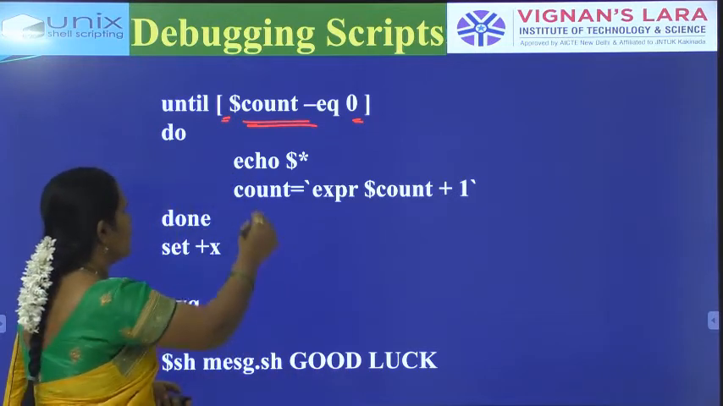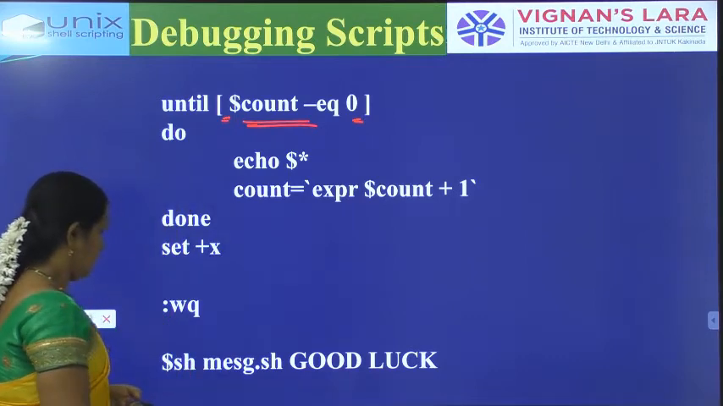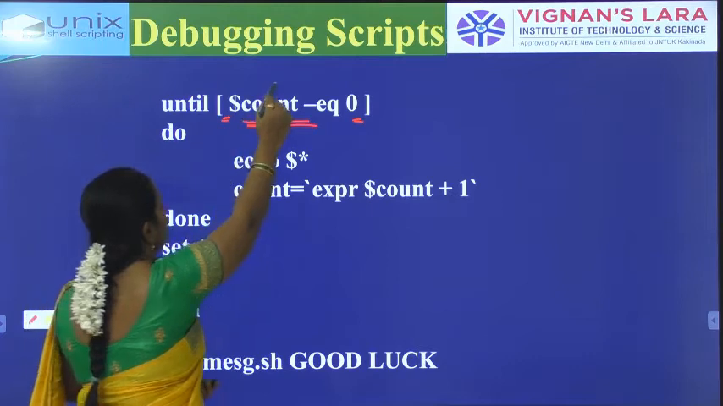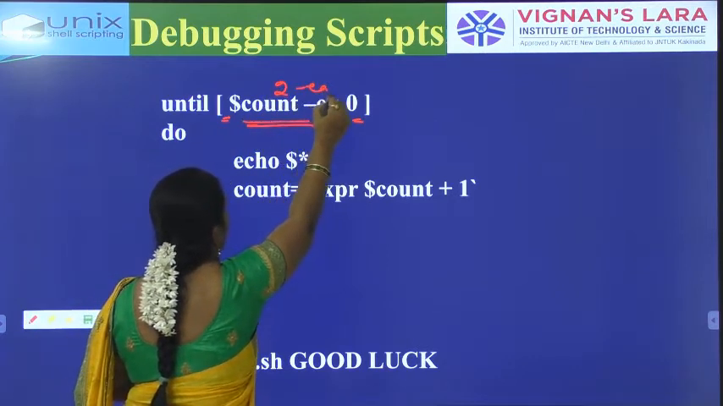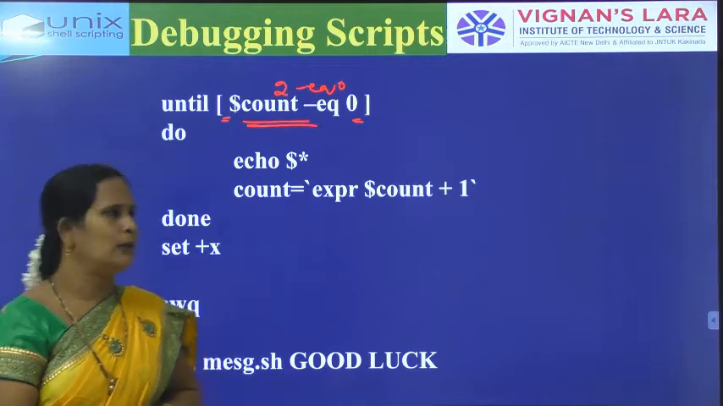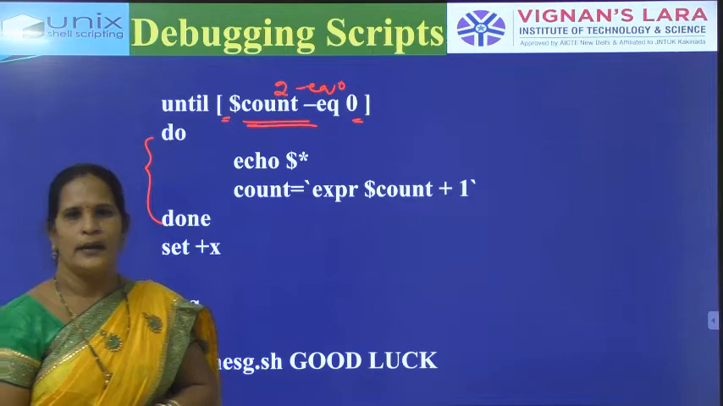Here the count value is equal to 2. So 2 is equal to 0 returns a false value. Then the set of statements specified between do and done are executed.